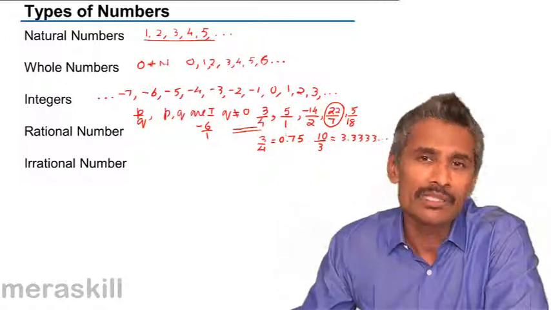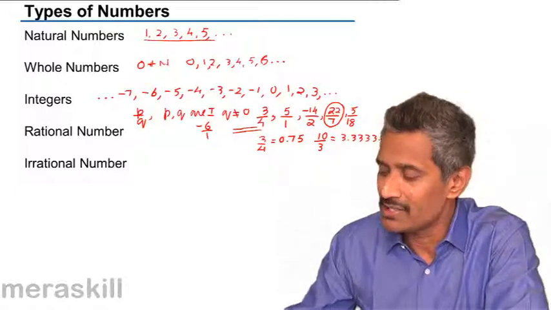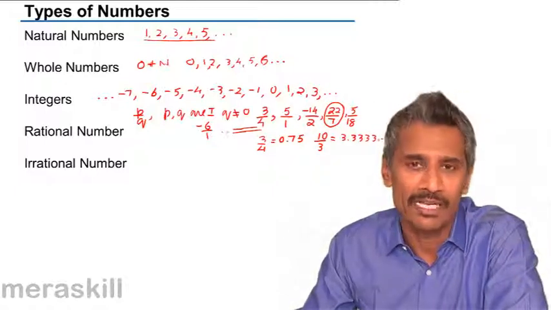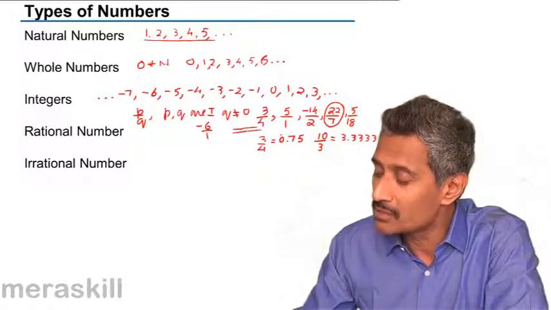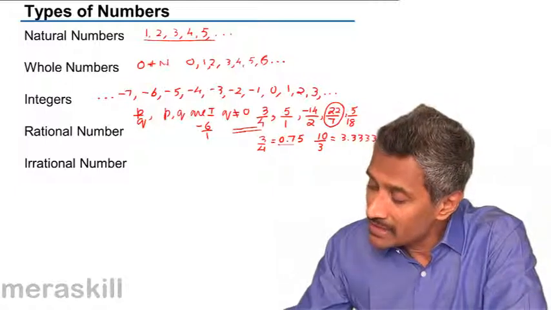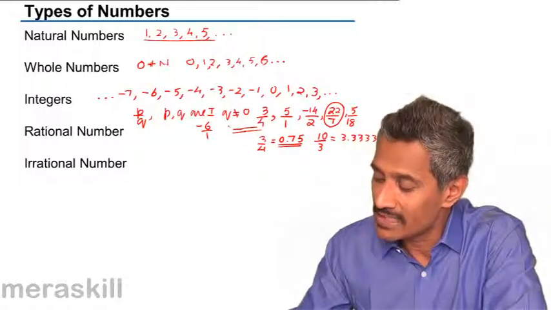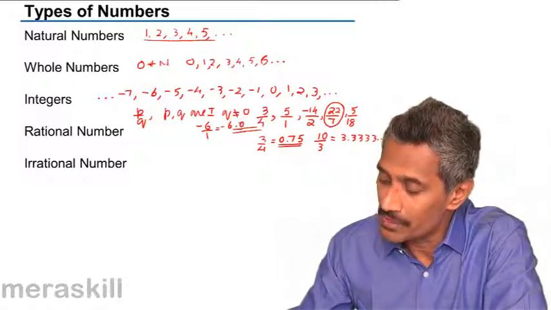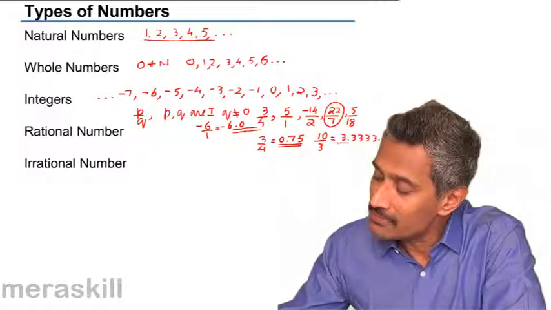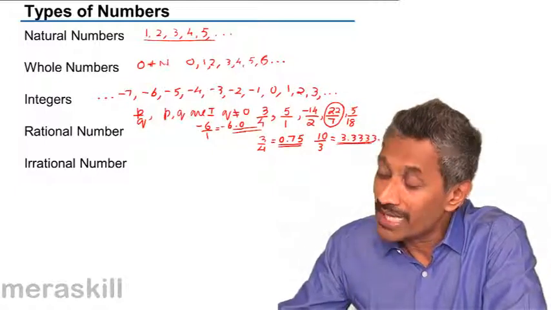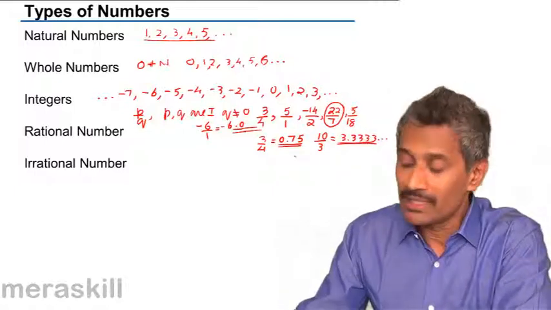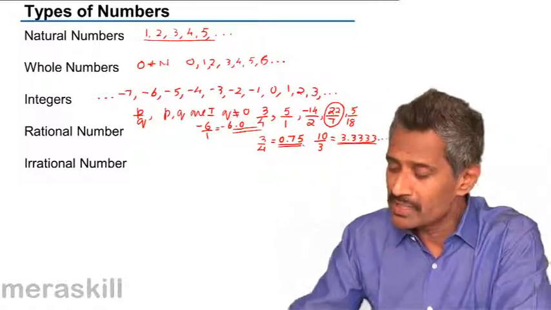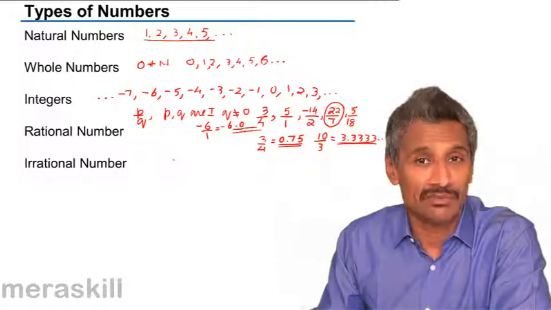So in simple words, if you look at a rational number, any rational number, say minus 6 by 1 is minus 6.0. So whenever you convert a rational number to a decimal form, either it would terminate, as in this case, say this can be written as minus 6.0, or the decimal form would be recurring. It would be either recurring or terminating. Then you call that a rational number. So these are all common numbers which we are familiar with.